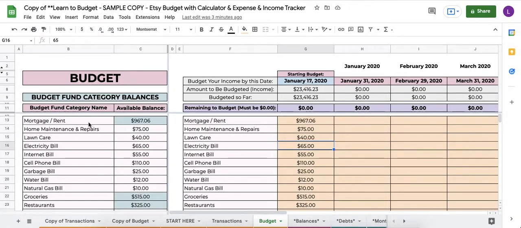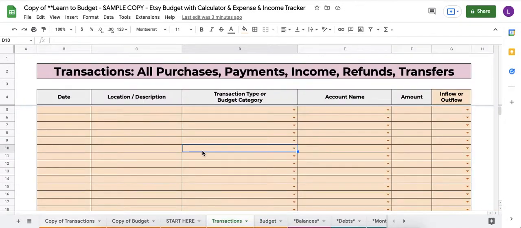So let's start out with, say, mortgage and rent. Let's just say in this example that for whatever reason I pay my mortgage on the 18th of the month every month. So when I pay my mortgage, I'm actually going to go to this transactions tab right here, and I'm going to enter that payment as a transaction. So you put in the date, which in this case would have been January 18th, 2020. I'm just going to call it mortgage company, and that's the people I paid. The transaction is going to be for mortgage or rent.